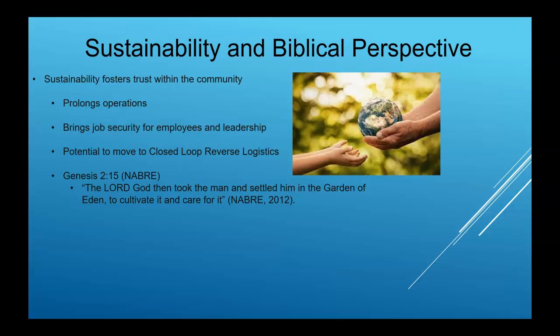In Genesis 2:15, it says, "The Lord God then took the man and he settled him in the Garden of Eden to cultivate it and to care for it." God entrusted the earth to man, and he commanded that we tend to it and take care of it. And Grandma's Apple Butter's supply design and their strategy does just that. From the location to the capacity to the reverse logistics strategy, all of this shows the desire to be good stewards of our environment and our community.